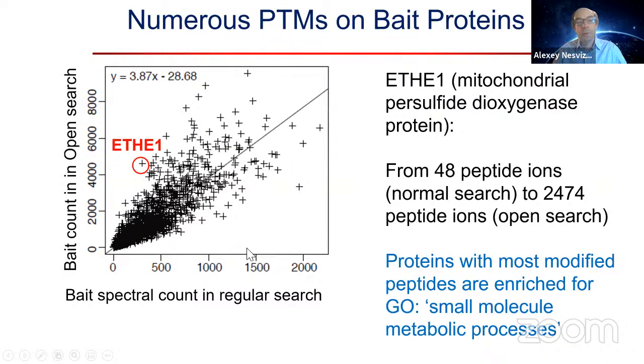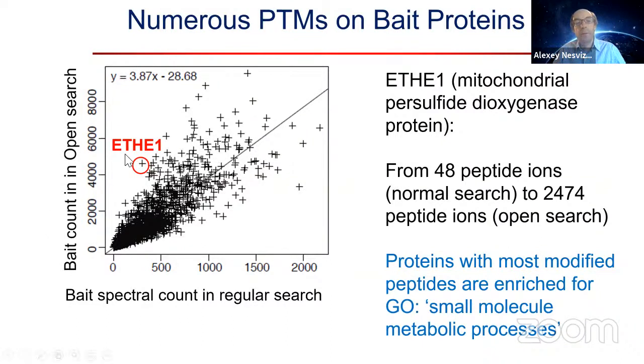So this plot shows, each dot here is a different APMS run from the BioPlex 1 data set. And this is, for example, one run where the bait was ETHE1 protein. And what you see here is that on average, in a closed search, for this protein, we got about 50 peptide ions identified in a conventional search. And we got over 4,000 PSMs identified in an open search. And that's because those proteins are highly abundant and some of them are heavily modified post-translationally.